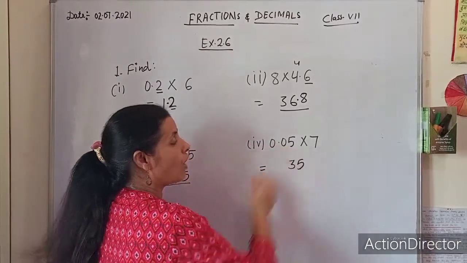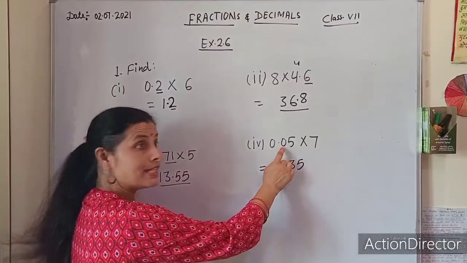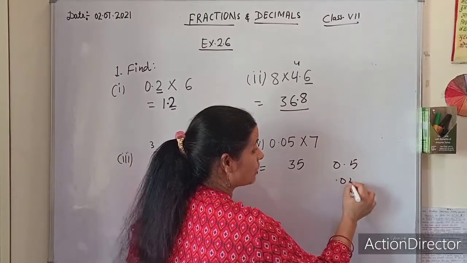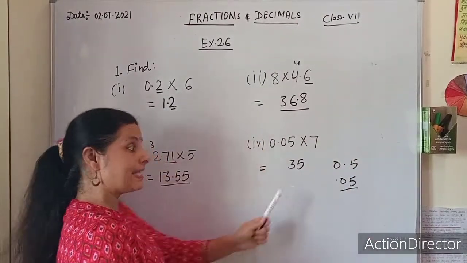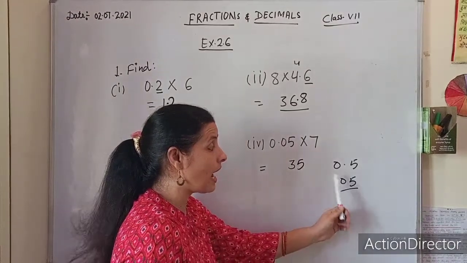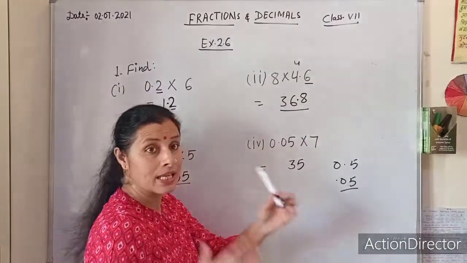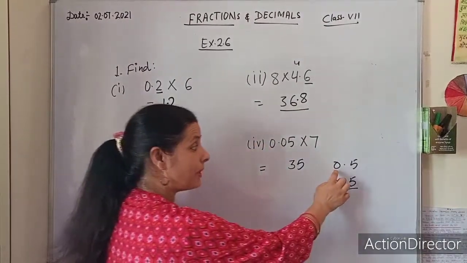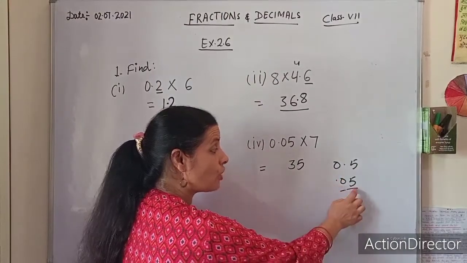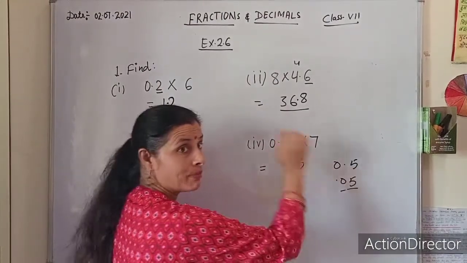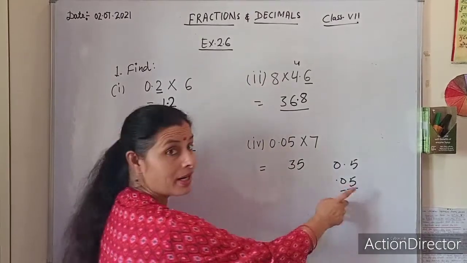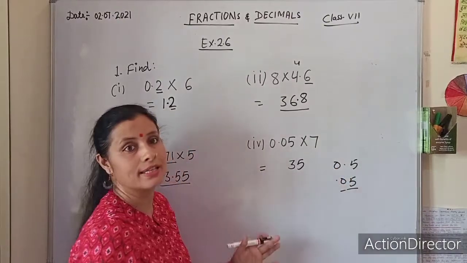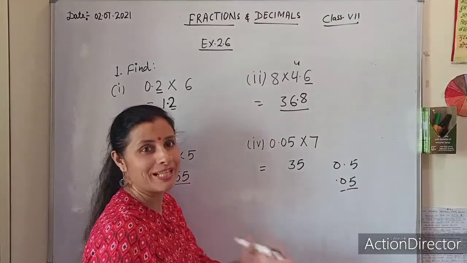Now you can see how many digits there are. You cannot leave this 0. There is a difference between 0.5 and 0.05, because any digit placed after the decimal means a lot. Understood, beta? So you cannot leave this 0. There is a big difference between 0.5 and 0.05. Here is 1 digit after the decimal, but here 2 digits after the decimal. So this 0 will be counted after the decimal. Before the decimal it is nothing, but after the decimal it means a lot. Understood?